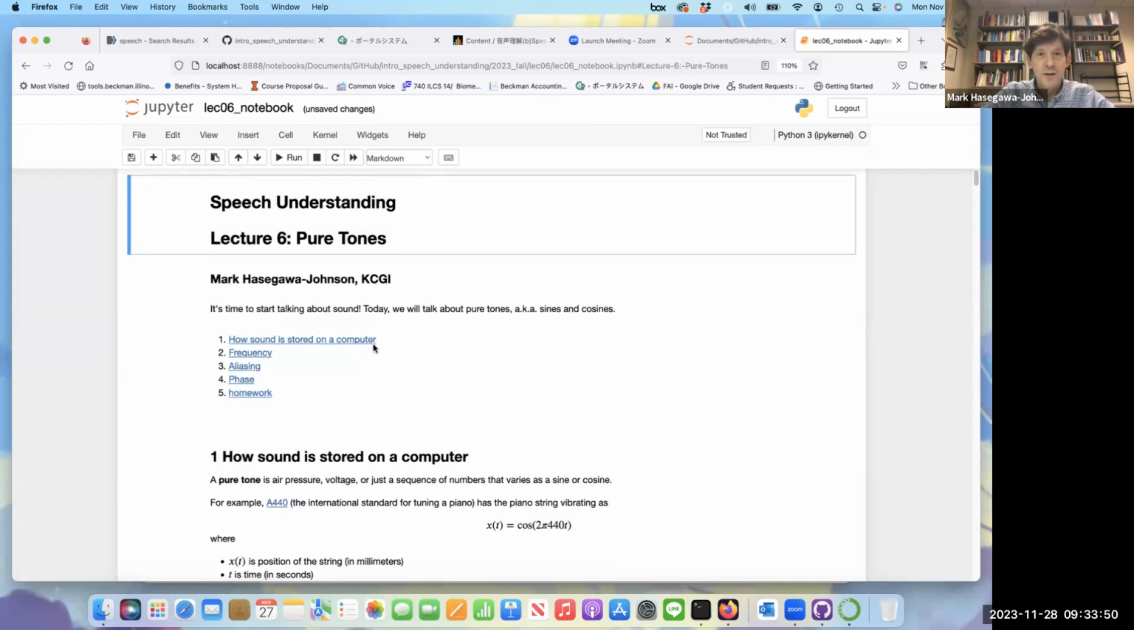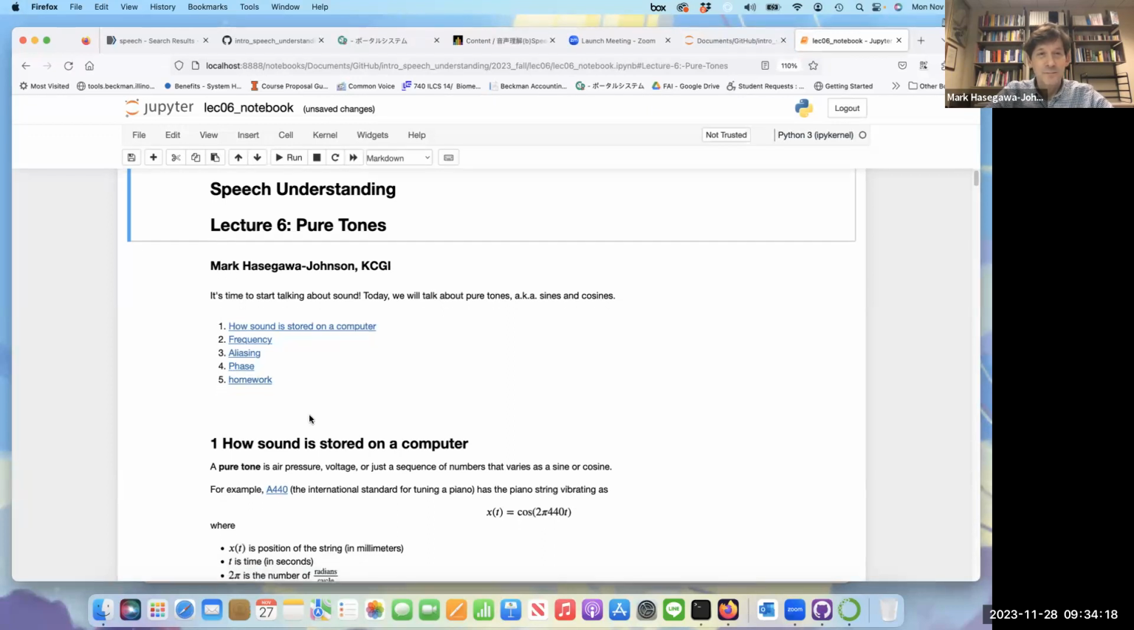So I'm going to talk about how sound is stored on a computer, and then I'll talk about aspects of a pure tone. Frequency is the frequency of a pure tone. That's like the musical note. And then I'll talk about aliasing, which is a special problem that can occur when a pure tone is stored on a computer. And then I'll talk about phase, which is less important, but still important. And then finally, we'll talk about the homework.